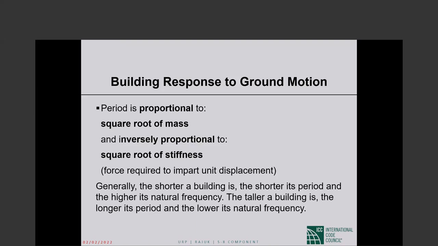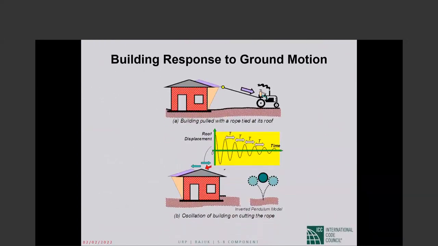Generally, the shorter a building is, the shorter its period and the higher its natural frequency. The shorter the period, that's how I think. The shorter a building is, the shorter its period, and shorter period means higher natural frequency. The taller a building is, the longer its period, and that means lower natural frequency.